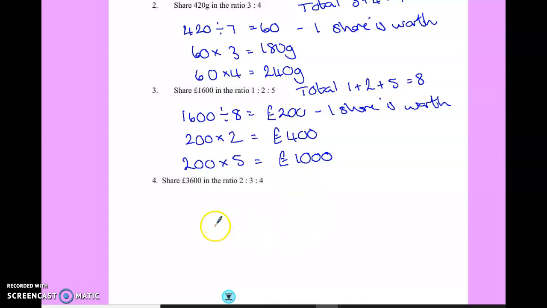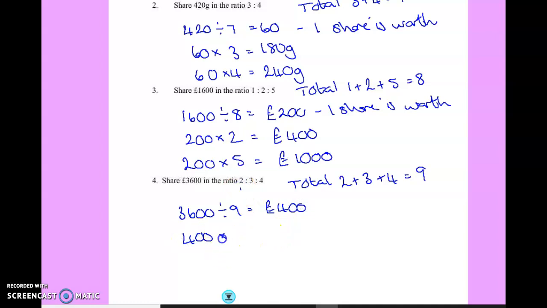Okay, last question then. I'll do a wee separate video for the last wee bit looking at the assessment type questions. Okay, we're sharing 3,600 in the ratio 2 to 3 to 4. So my total, 2 add 3 add 4 is 9. 3,600 divided by 9 is £400.